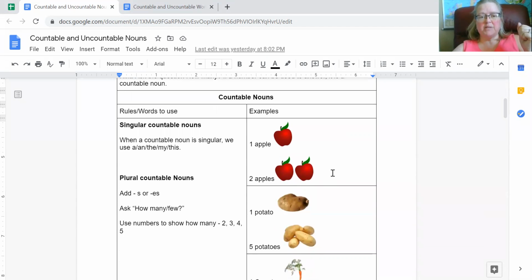Let's look at a few examples. We have one apple, an apple. It is a countable noun. 2 apples. 3 apples, many apples. How many apples? 2 apples.